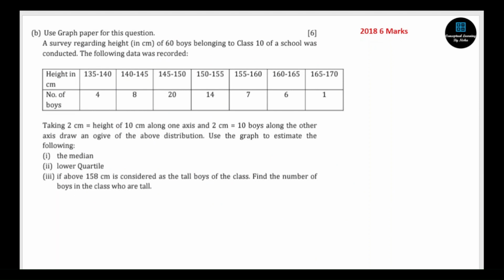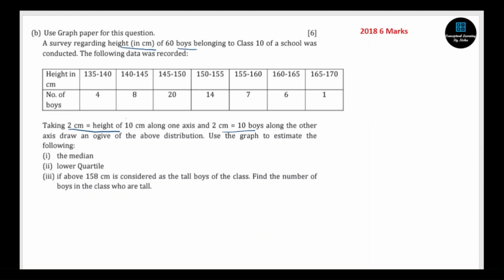Now here again is one more question, for the median. We have to draw the Ogive graph. So let's understand. See the graph we have to plot. The heights are given in centimeters for 60 boys, and the data is as given in the table. The scale is also mentioned here: 2 centimeter for a height of 10 centimeter, and 2 centimeter equals 10 boys. So this is the x-axis and y-axis. You have to plot the Ogive graph.